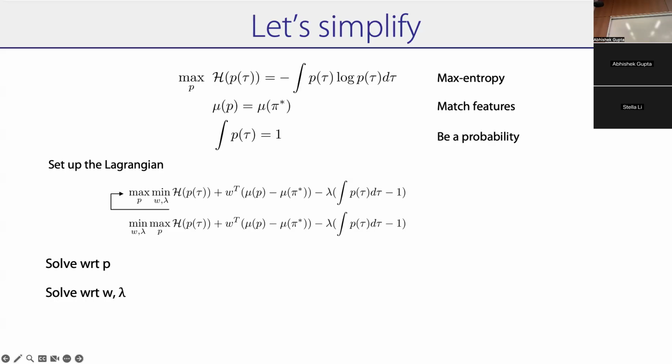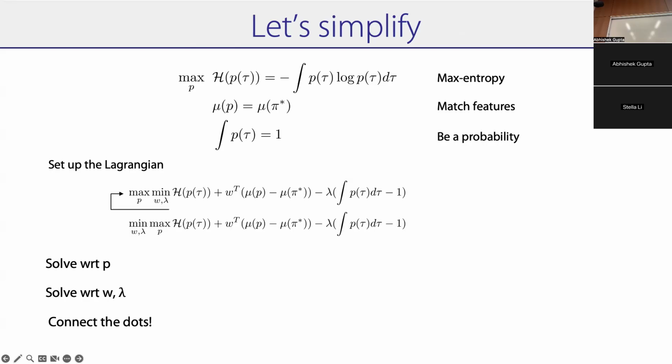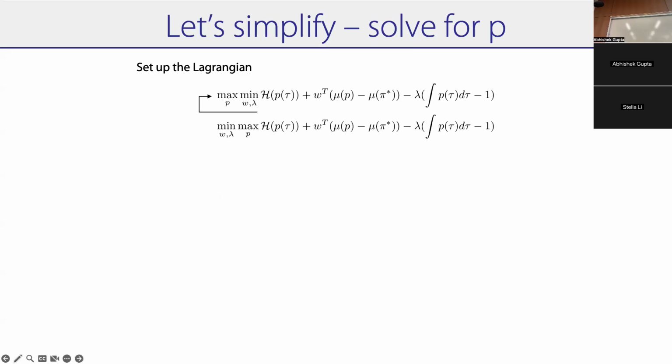You'll get the same answer. Okay, so we're gonna take these steps. We're gonna connect the dots, right? So, remember our objective is maximum entropy with these constraints. We convert into Lagrangian. We're gonna start by solving for P. And so, if I wanted to solve for P in this inner problem, how would I do it?